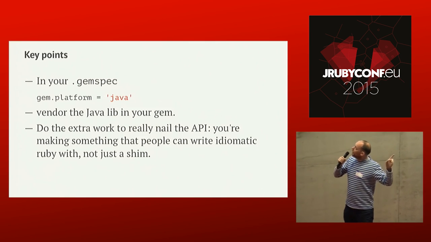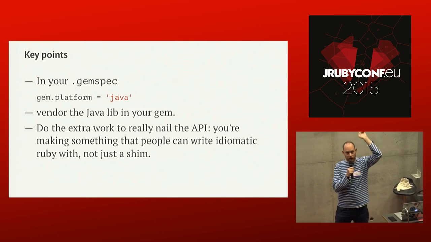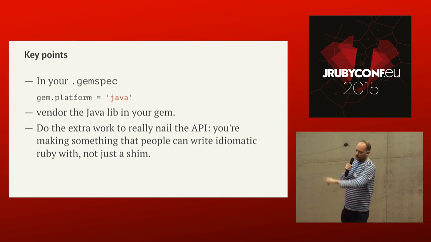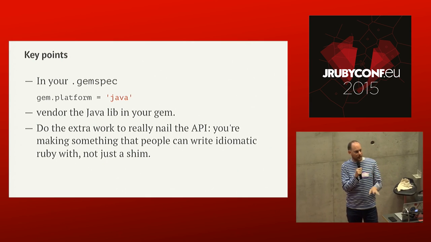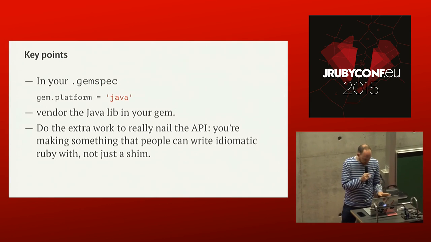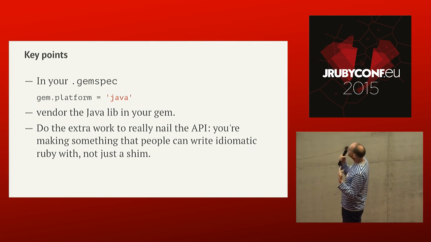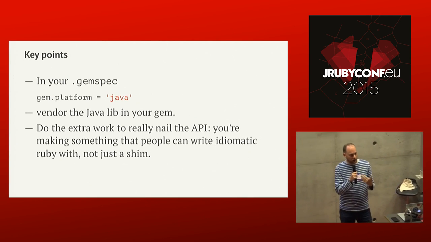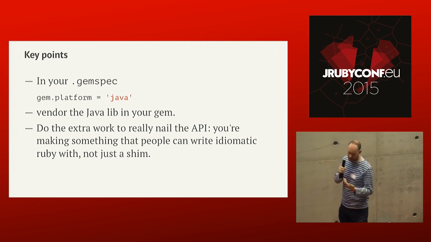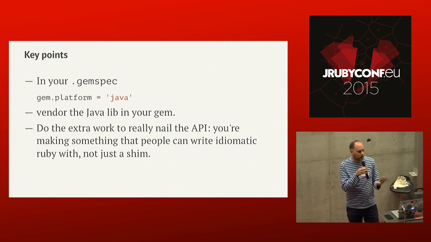Things to remember: put gem platform Java in your gem spec so that people don't try and install it on CRuby and wonder why it doesn't work. Vendor the Java lib in your gem. If it's a simple dependency, just vendor it in there so people can gem install. Just works. But the real thing is that you need to put extra work in to nail the API, because you want to make something that allows people to write idiomatic Ruby, not just to shim around a complex Java interface. And that took me a little while, but I've got something that works just like Nokogiri. You wouldn't know the difference. You can just copy and paste code, change the require, and it just works.